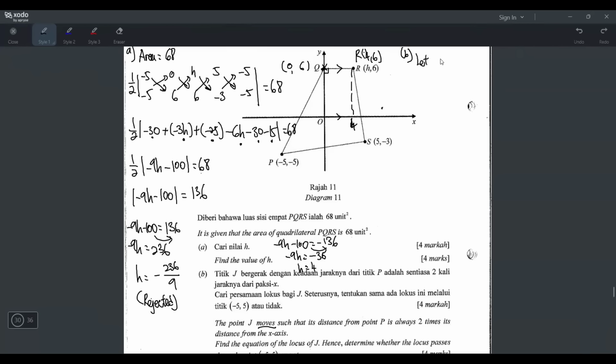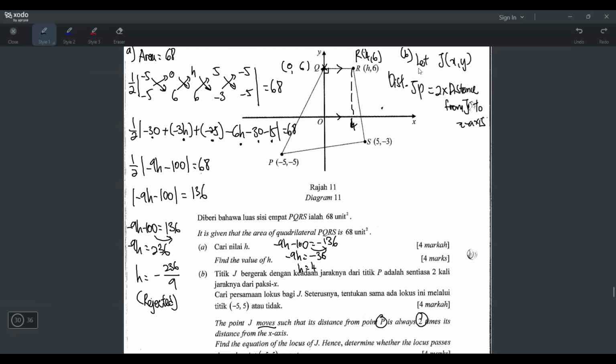It means later you have to let the point J have coordinates x, y. Point J is the moving point, so J's point is x, y. And they say J moves such that the distance from P, which means JP, equals 2 times the distance of J to the x-axis. All right, so I'll just write here 2 times the distance from J to the x-axis, and on the other side is the distance of JP. This one is also a distance, the distance of JP.